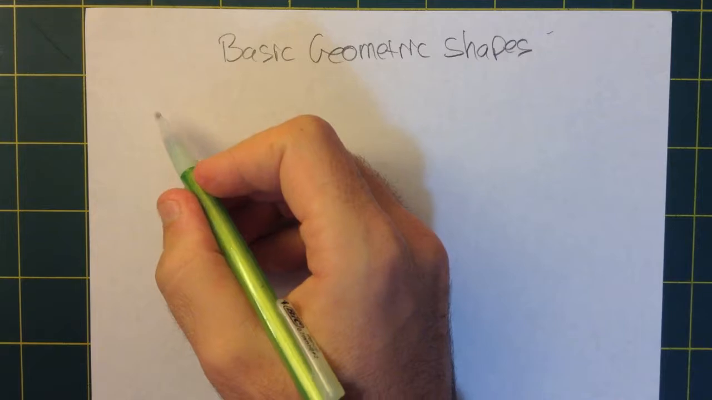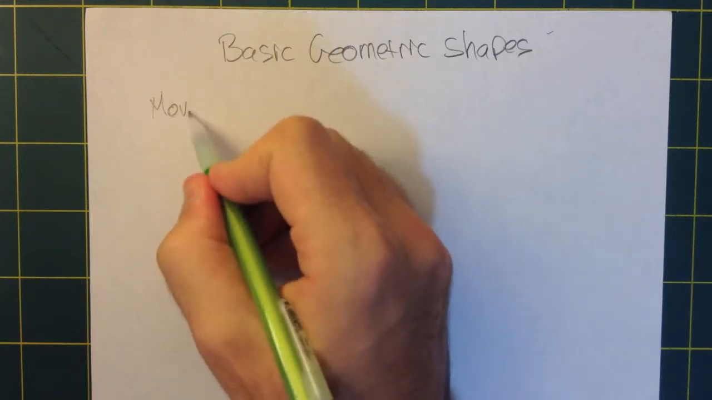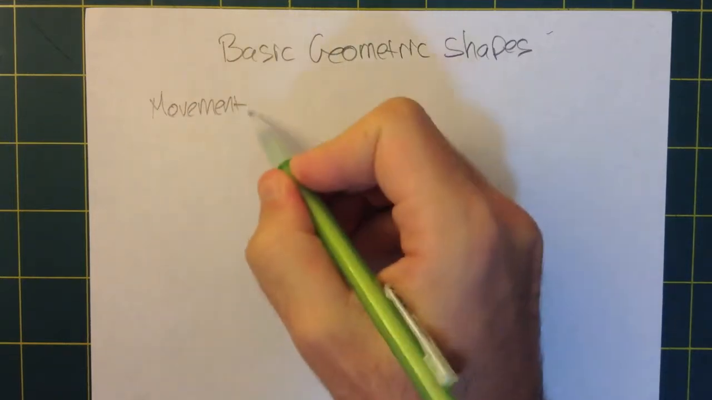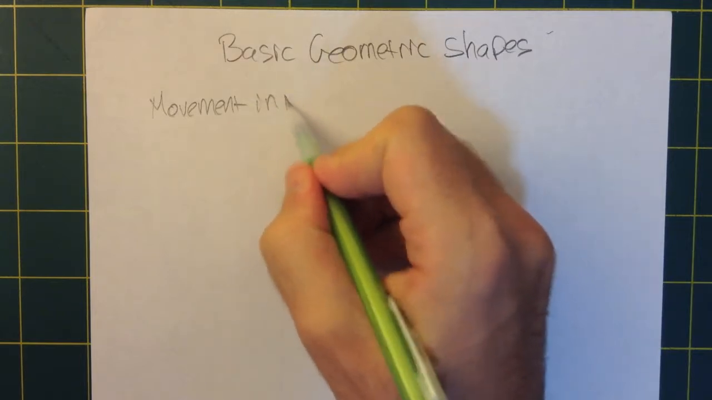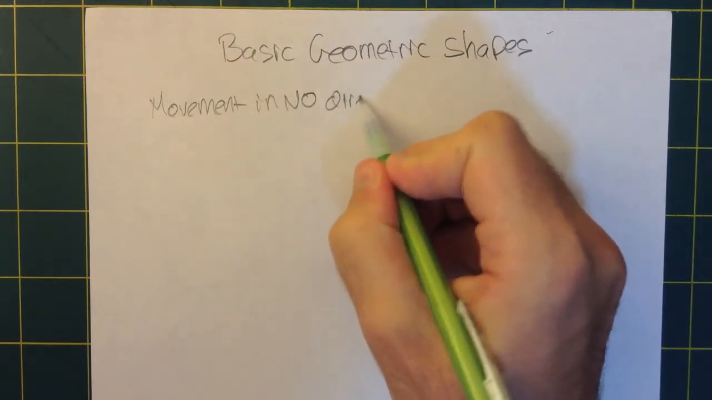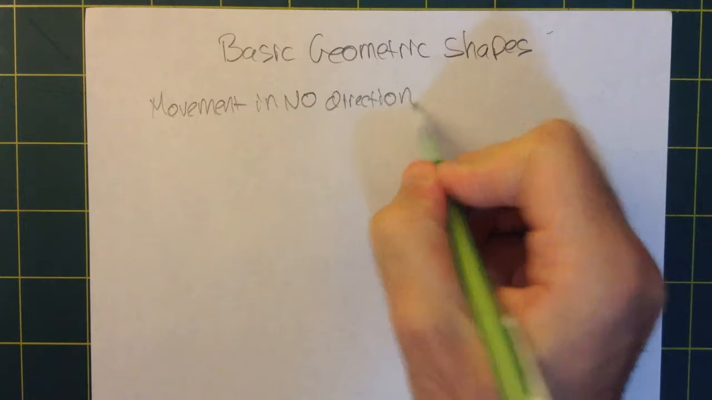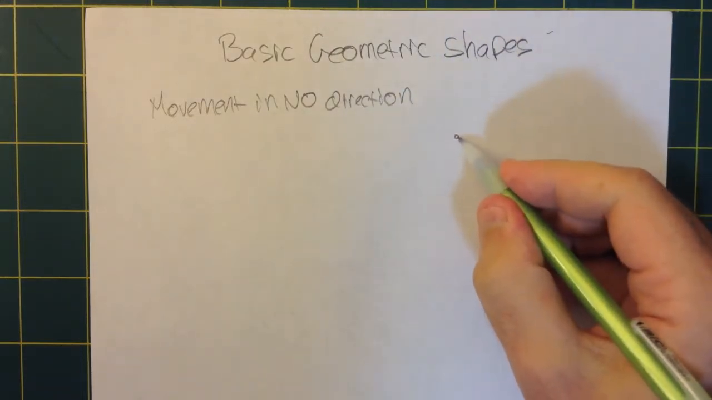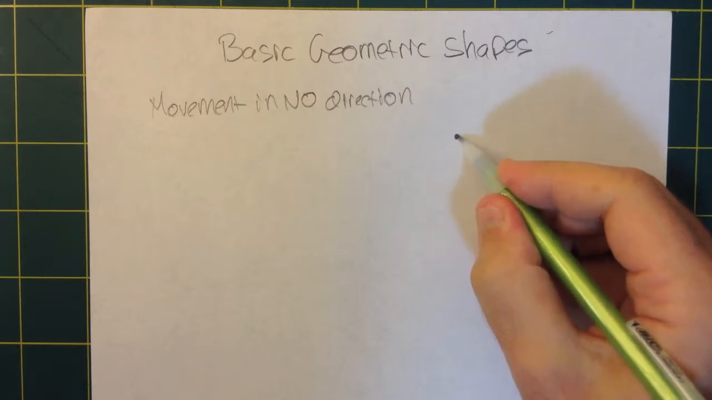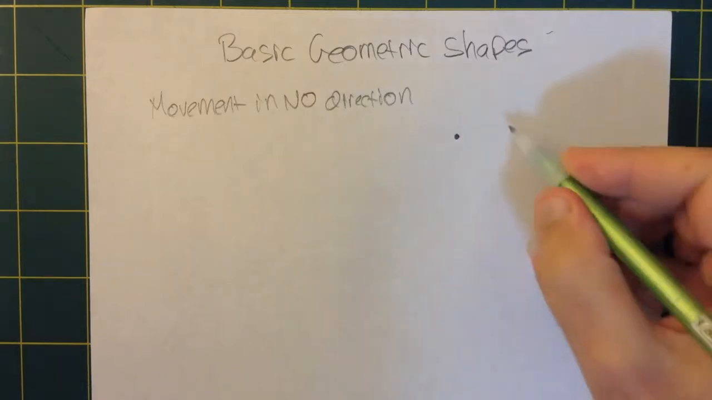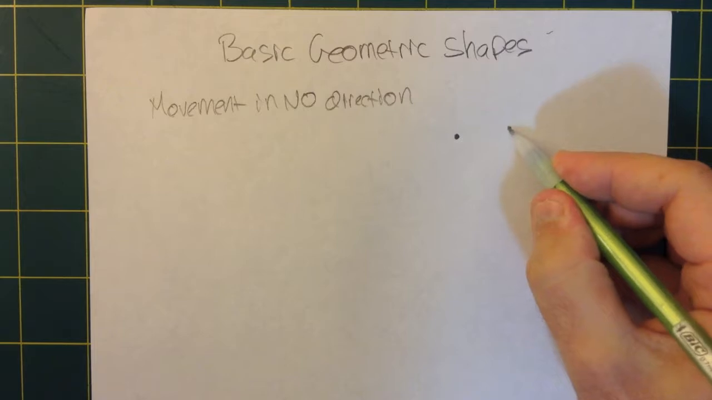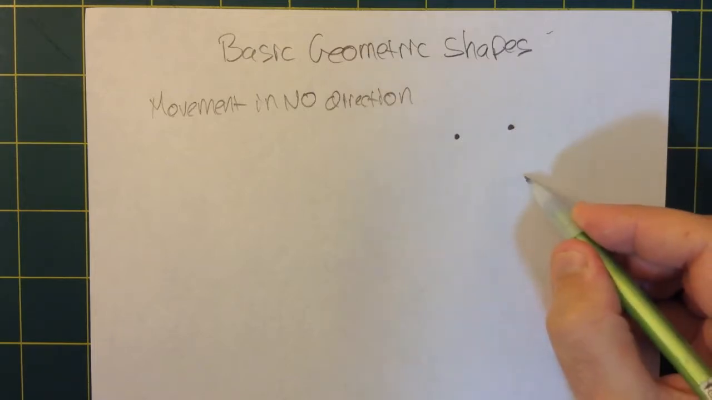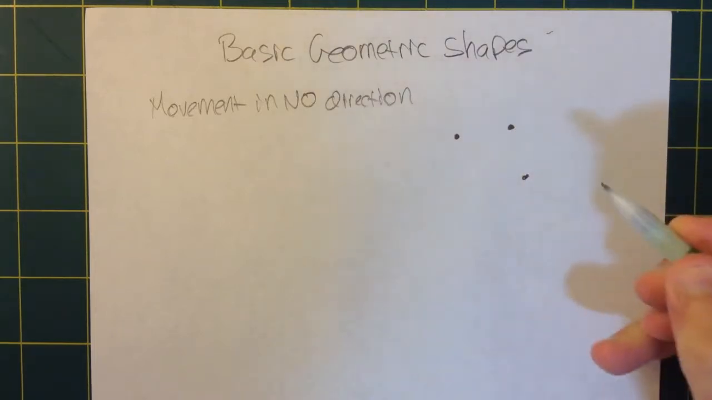So the first category is objects where movement is happening in no directions. You cannot move anywhere in space when you are on one of these objects. You could be stuck right here on that object forever, or you could be stuck right here on this one, or you could be stuck right here on that one.